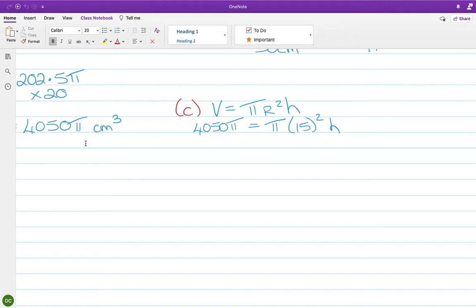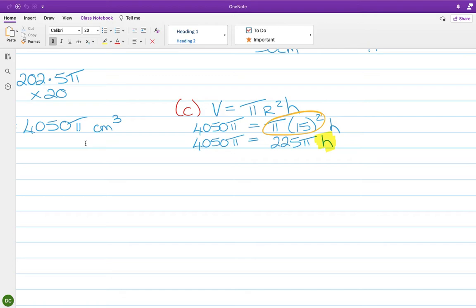Okay. So I'm going to square the 15. So I'm going to leave this alone, and I'm going to do 15 squared, which is 225. So that's 225 pi h. Yeah? So basically what I did there was I multiplied these two together. Anytime you have a couple of things multiplied together, you can multiply any two of them. So I multiplied those two.